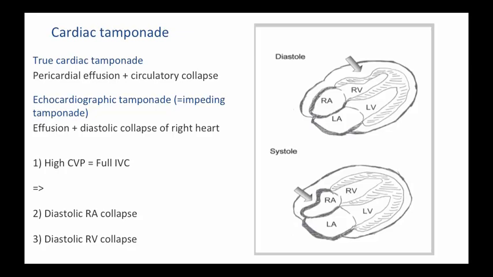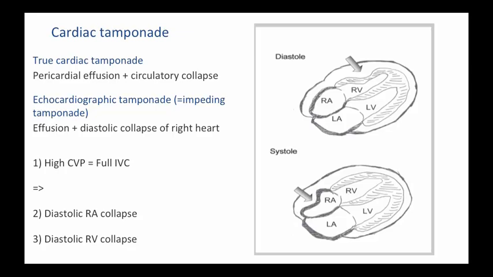So generally, as a sign of shock, you can compare the heart rate, and if the heart rate is higher than the systolic pressure, then you possibly have shock there. Luckily, with the ultrasound, we can diagnose tamponade a little bit earlier, so it would then be an impending tamponade. This is an effusion plus diastolic collapse of the right heart.